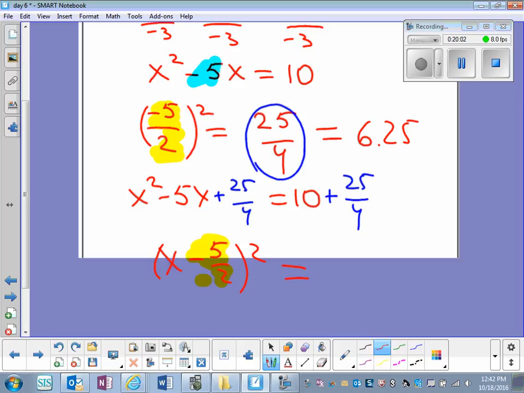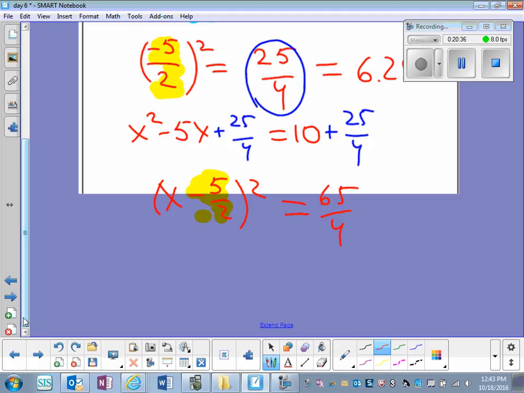Okay, equals, and then 10 plus 25 over 4 is what? Where did you get the 10 from? 10 was the original equation. See? x squared minus 5x equals 10, and then I add the 25 over 4 to both sides. So if I'm using the fractions, that gives me 65 over 4, right? If I'm using decimals, you would have 16.25. Doesn't matter, same number, different representation. And now I know how to solve this. How do I solve it?